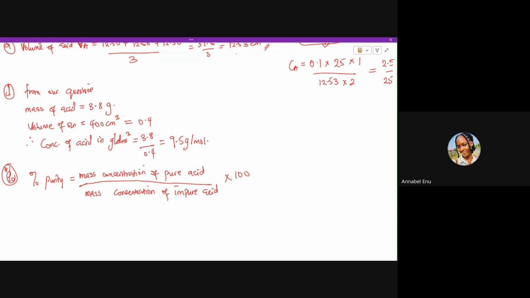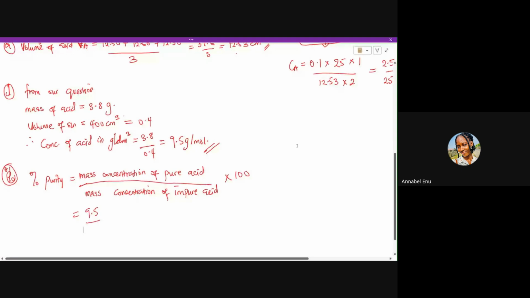Now when we get this, how do you know what the mass concentration of pure and impure is? We already know the mass concentration of pure acid. That's what we just calculated here, right? Which is equal to 9.5. What is the mass concentration of the impure acid?